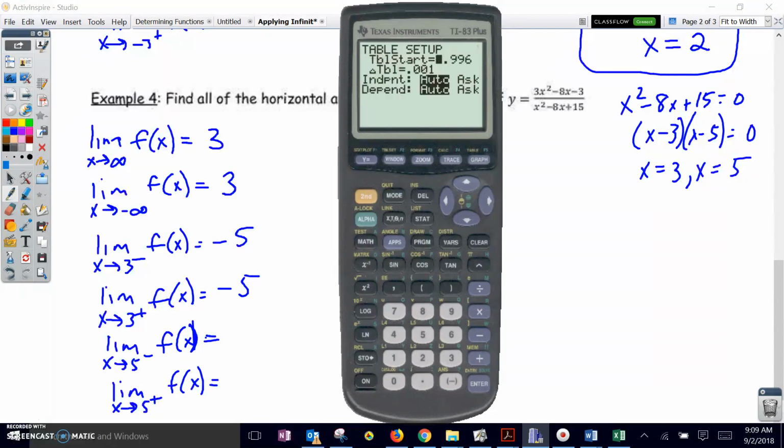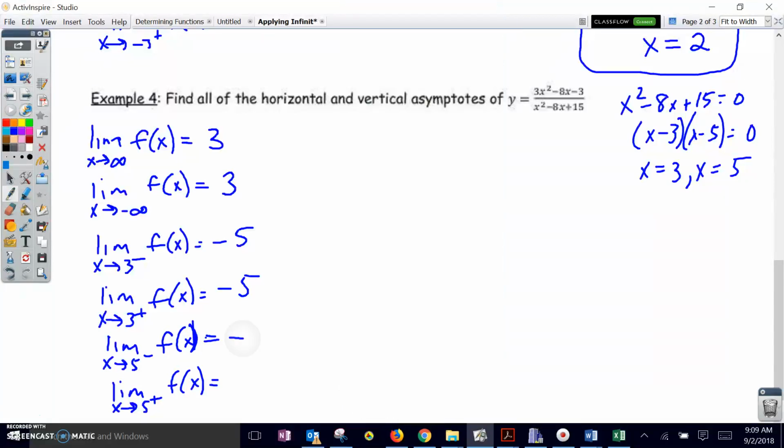Set the table up now around 5. And from the left, looks like we're approaching negative infinity, and from the right, we're approaching positive infinity. So we do have a vertical asymptote there. So we've got horizontal asymptotes at y equals 3, and vertical asymptotes at only x equals 5.